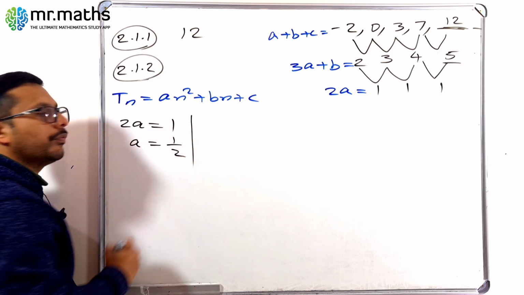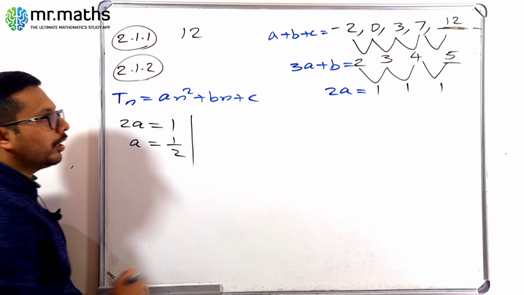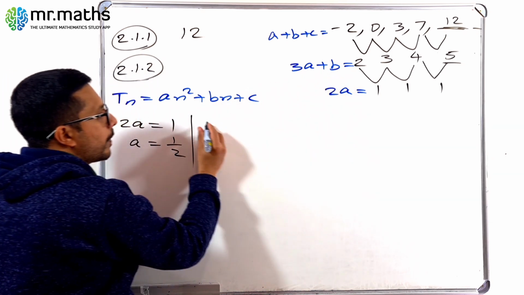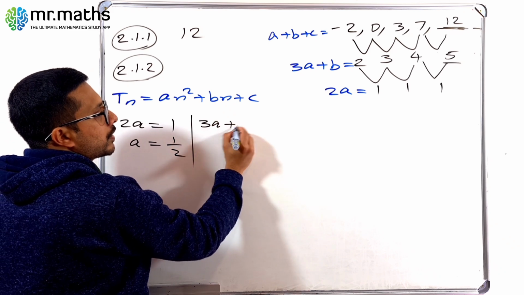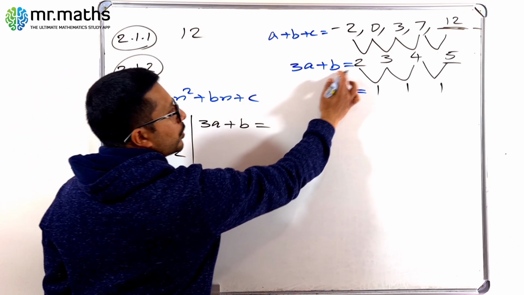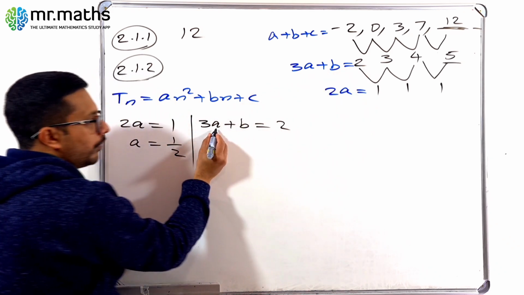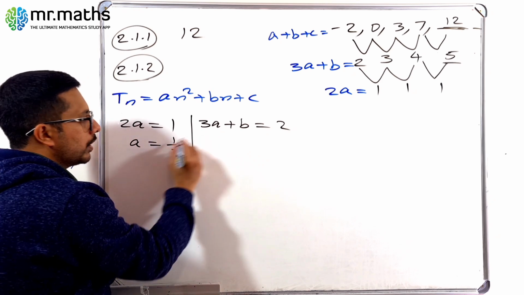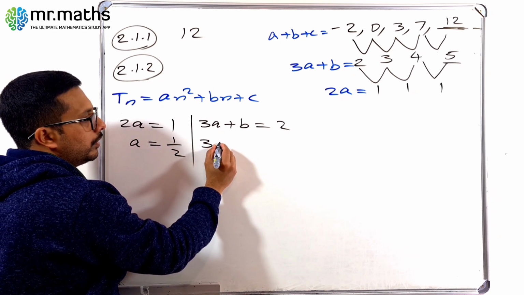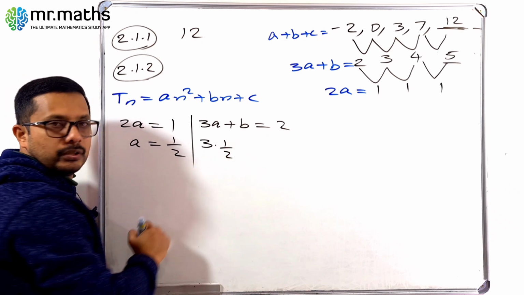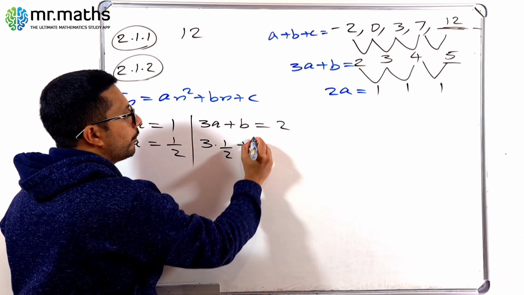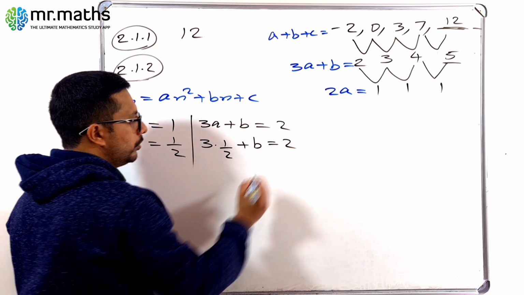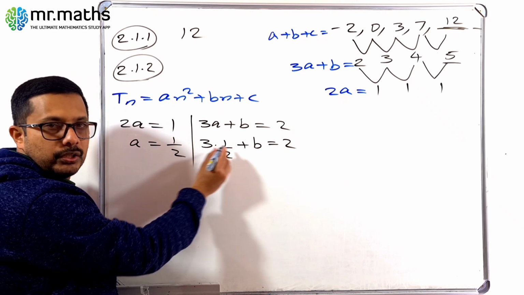So it means that the value of a is 1. Now we can substitute here on this one: 3a plus b is equal to 2. What is the value of a we got? It is 1 over 2. So we can substitute the a value here, that is 3 into 1 over 2 plus b is equal to 2. This is 3 over 2.